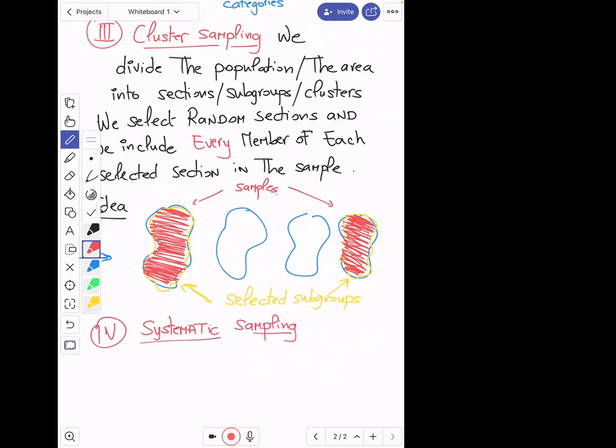All right. Systematic sampling, guys, it's very easy. What we do is we number all the individuals of a population in order, and then we choose a random starting point, and then we select the Kth individual or the Kth member. So what we do is we number all members or individuals of a population.